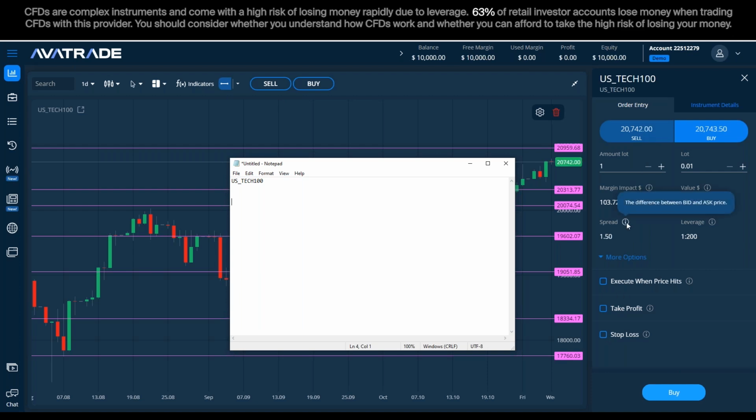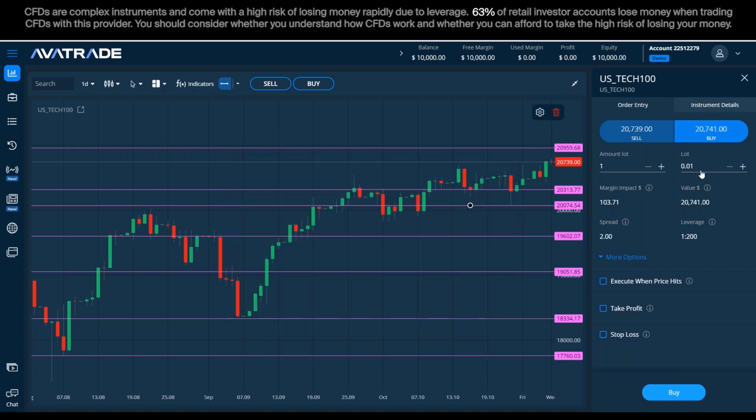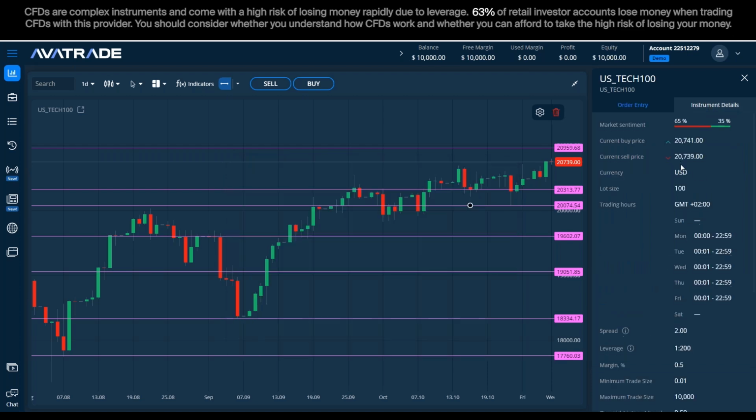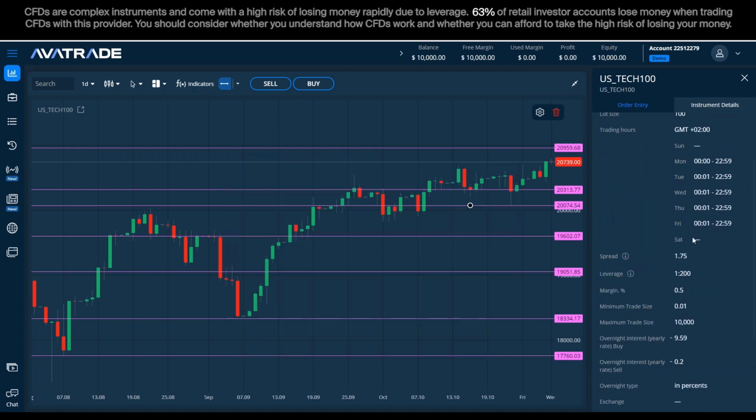As you can see, there is a difference between the bid and the ask. It's called a spread. Okay, the spread will be charged in every position depending on the lot size. As you can see, this information is presented in here. But if I want further information for the instrument, all I have to do is just click here on the tab, and then I can scroll down and find whatever I need.